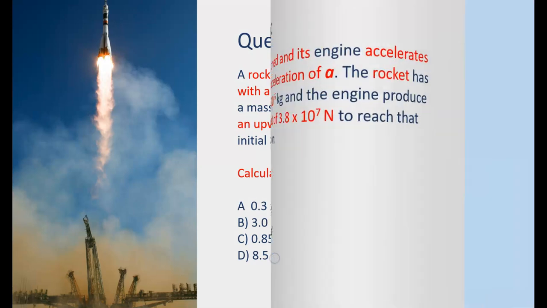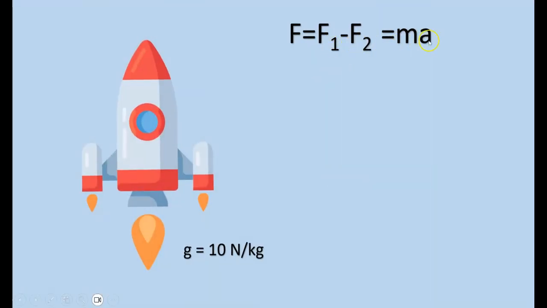Before we apply the concept of F1 minus F2 equals ma, let's look at the forces acting on the rocket. We are told that the rocket has an upward thrust of 3.8 times 10 to the power 7 Newton. This means that there must be a force in the opposite direction, that is, a force pointing downwards, so that the resultant force causes the rocket to fly up. So which is the downward force?